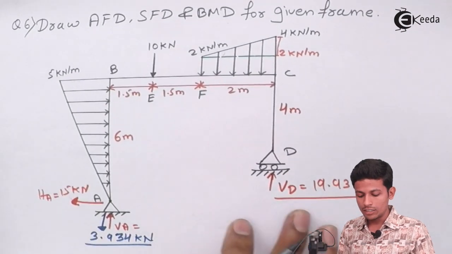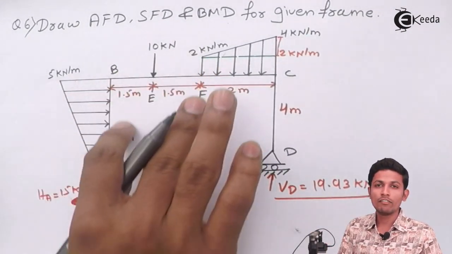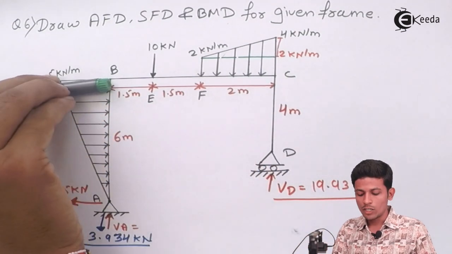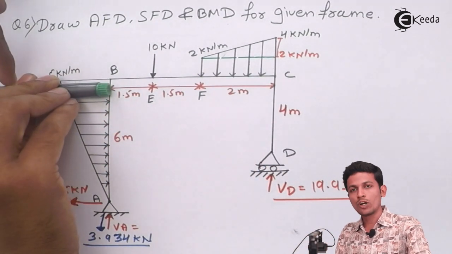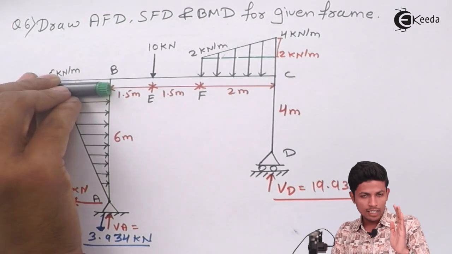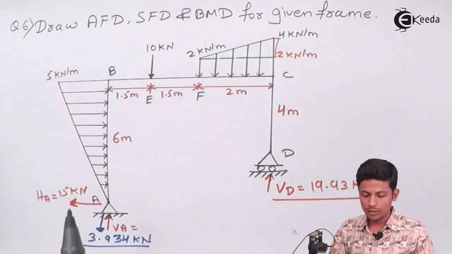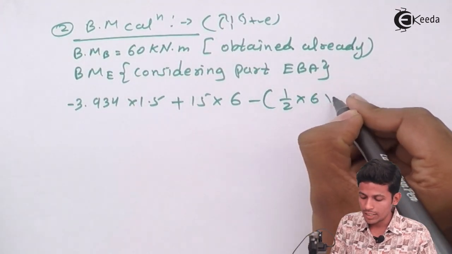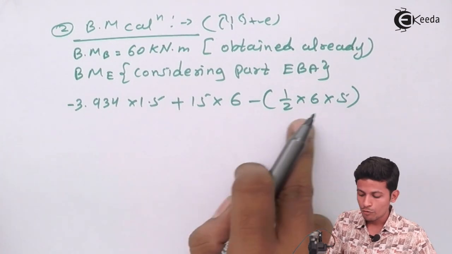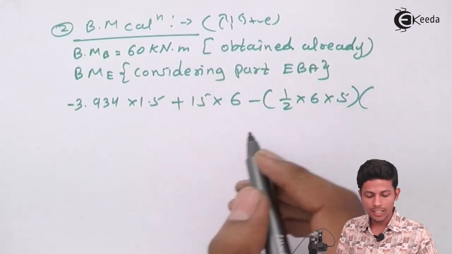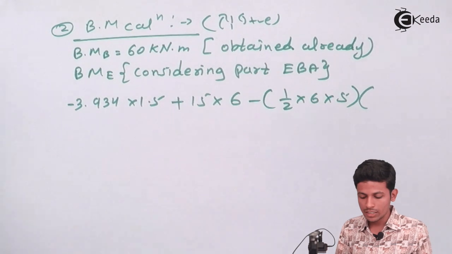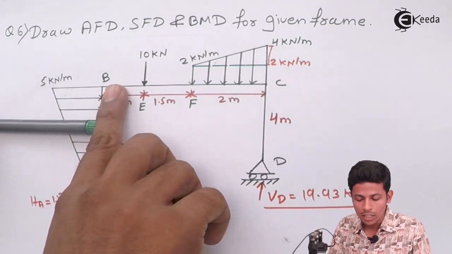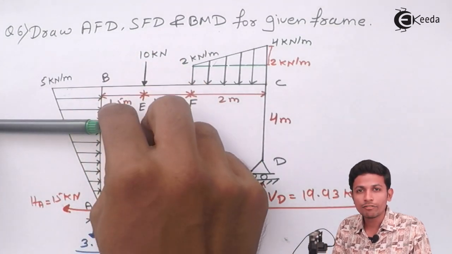Now after that this UVL will come minus, because if you open this one like this, your UVL comes upward to downward, so on this short section this side will go negative sign. So minus half into base, which will be 6, into height, which will be 5. Now this is the force, not the distance, and for distance we have to take the perpendicular distance. The force is here, and the distance will be from the longer side, 1/3 of L.